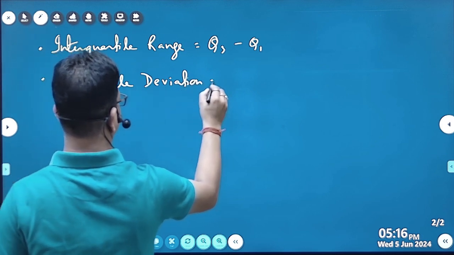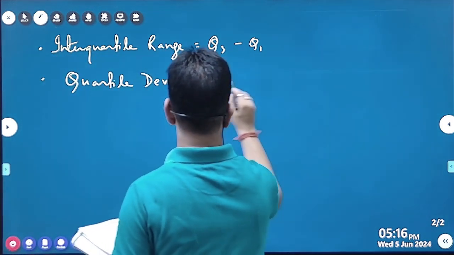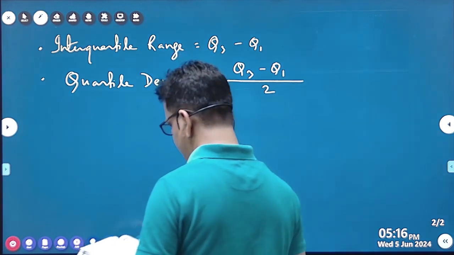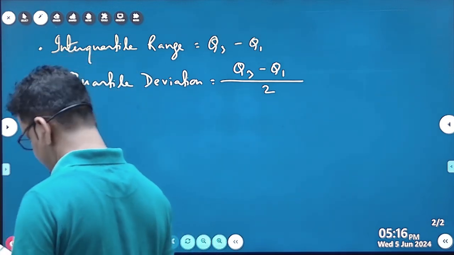So this is just the interquartile range divided by 2. That means Q3 minus Q1 divided by 2. I'll explain how to find these quartiles.